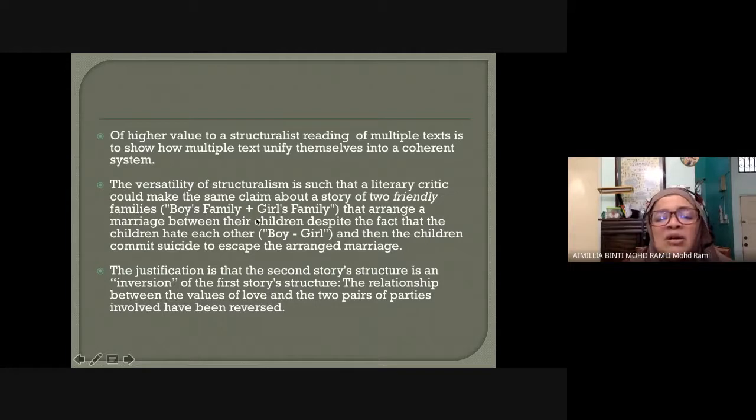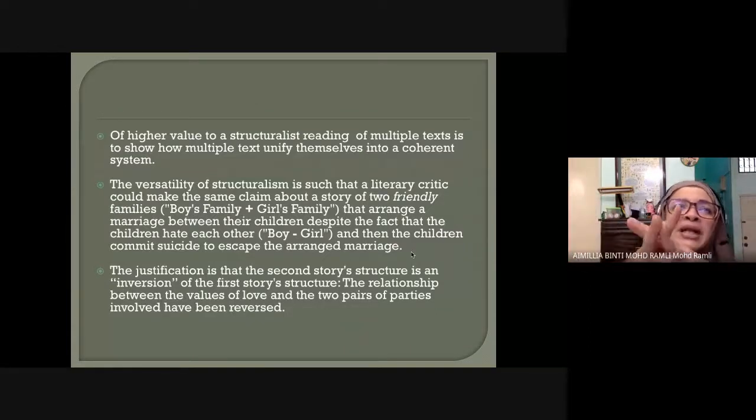So it's an inversion of the Romeo and Juliet story where it's the family that likes each other, but the boy and girl do not like each other, they are fighting. But it ends in the same way, which is committing suicide. So the justification is that a second story structure is an inversion of the first story structure. The relationship between the values of love and the two pairs of parties involved have been reversed. So this, according to the structuralist, is interesting because it's using a very well-known structure, but it's giving it a new interpretation, a new structure in a way.